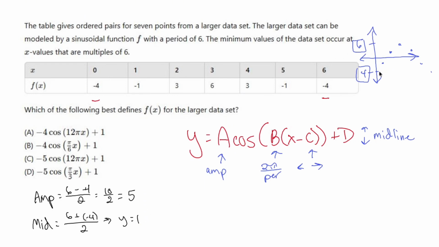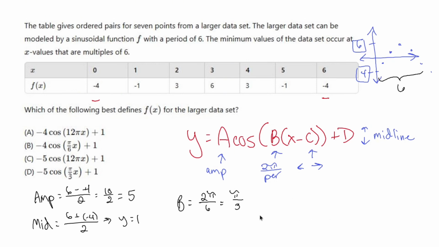Now, if I go up and then down, this is my period right here. My period goes from 0 to 6. So in order to find B, it's going to be 2 pi over 6, which is pi over 3. I'm not moving left or right.